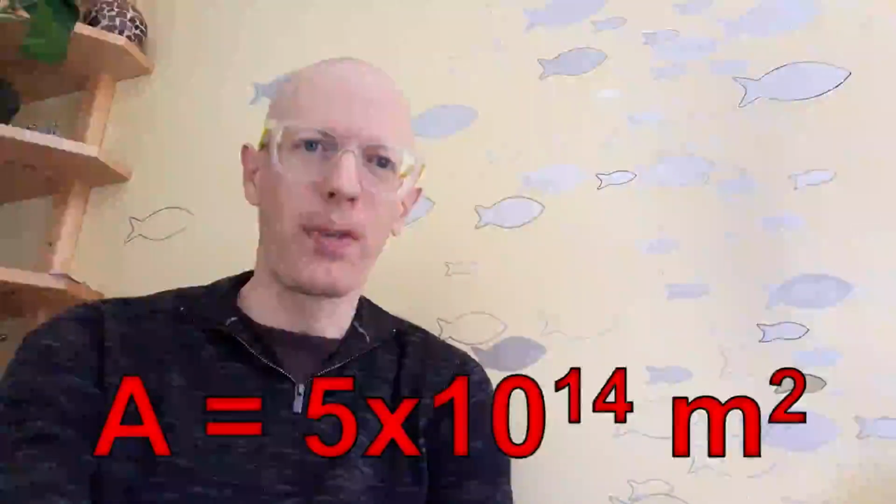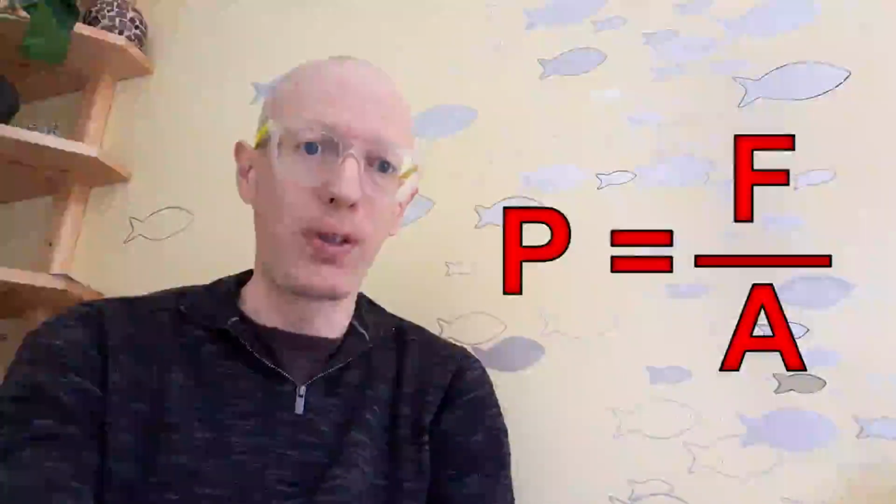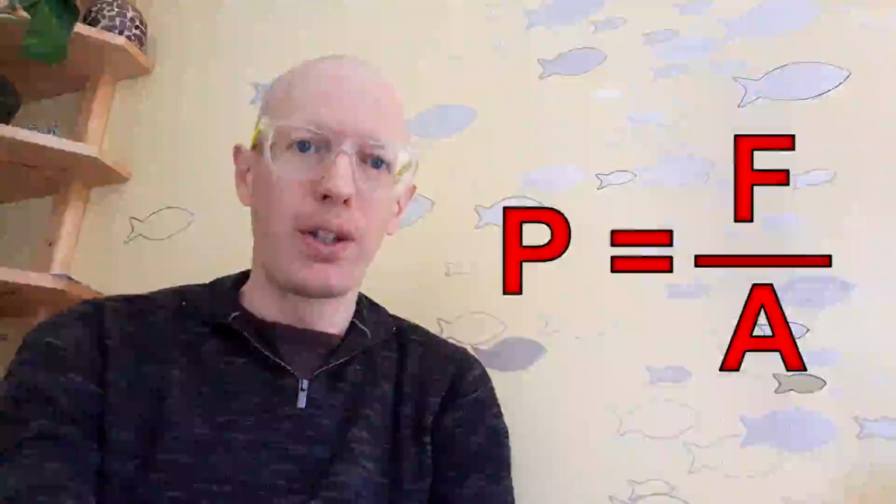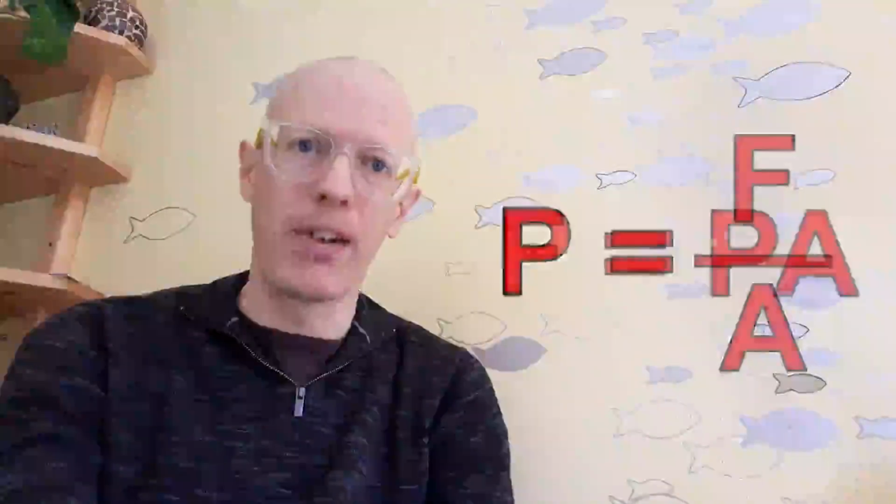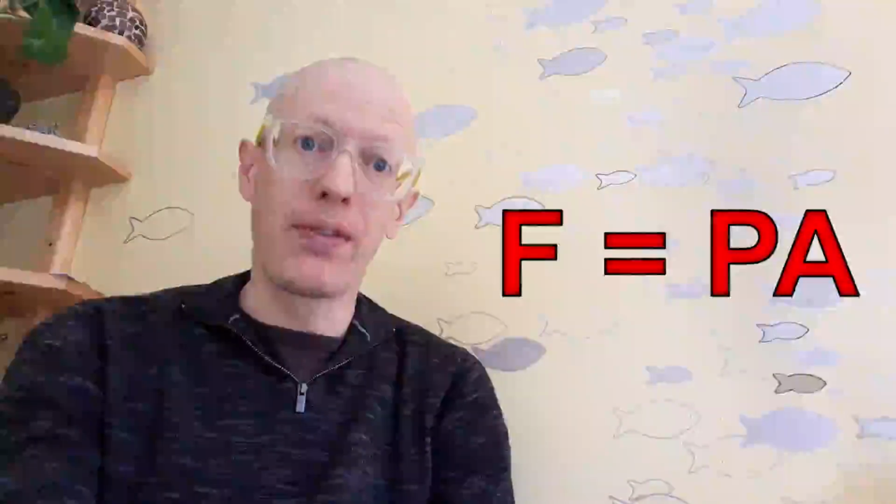Okay, so I think we've got all the numbers now. We just need to rearrange some of these equations and put the numbers in. So we've got our equation: pressure is force over area. What we want to know is the force. So we can rearrange that to force equals pressure times area. And we've got our area as 5 times 10 to the 14 square metres, and our pressure is 1 times 10 to the 5 pascals. 5 times 10 to the 14 times 1 times 10 to the 5 gives us 5 times 10 to the 19. That's in newtons, the SI unit of force. So this is the total force exerted by the atmosphere on the Earth.